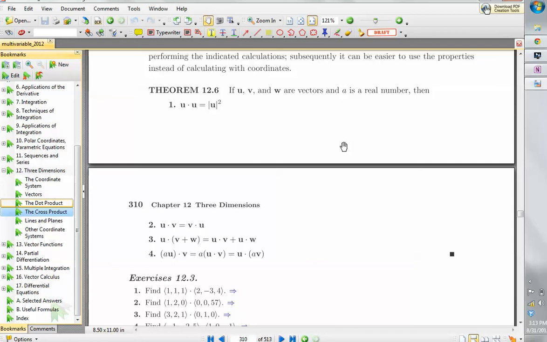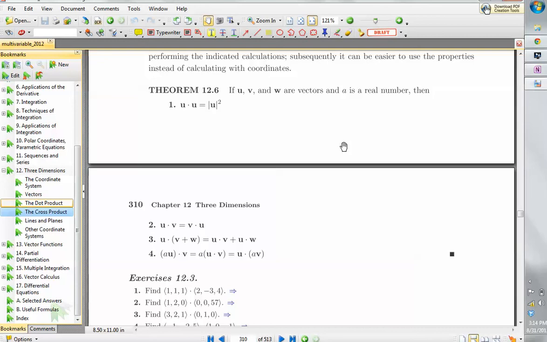How about 3? What mathematical property is that demonstrating? Yes, that says that the dot product distributes over vector addition. And the last one? That's actually one of the properties also that you run into in algebra. Sorry? Associative. It says that scalar multiplication is associative with dot product. Okay? So these are just some basic algebraic properties.